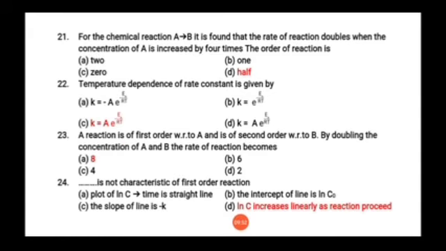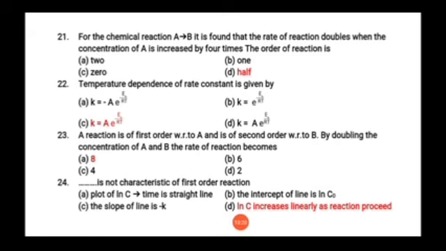Question number 24, that is blank is not characteristic of first order reaction. The options are given to us, that is A, plot of LNC versus time is a straight line. B, the intercept of the line is LNC0. C, the slope of the line is minus K. And D, LNC increases linearly as reaction proceeds.